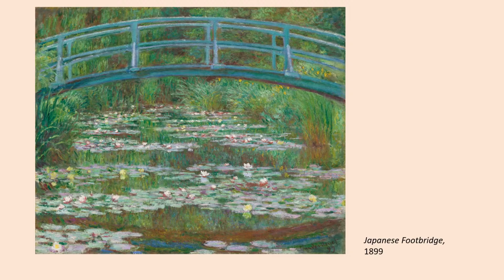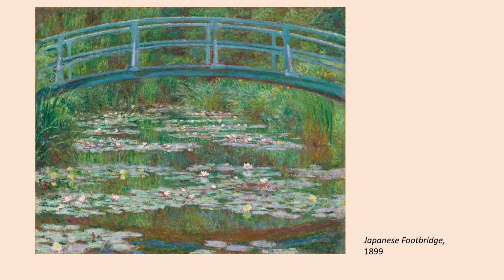Okay, these last two slides that I wanted to show you are of the same Japanese footbridge that was in his garden. And this first one is in 1899. You can tell that it's not when he was in the midst of doing all of his impressionistic movement. He has a lot of details in this painting. You can see exactly the path that's going over the water and all the trees and the grass and the lily pads and all of those things.